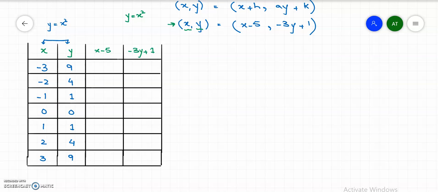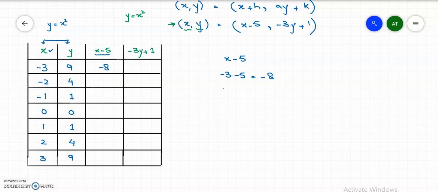Now in the next column, we have x minus 5. So we have to use the first column of x and subtract 5 each time to get the column for x minus 5. So let's do it. Let me write down x minus 5. So the first x value is -3. So we have -3 minus 5, which equals -8.